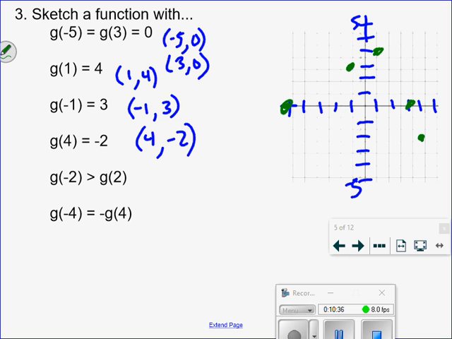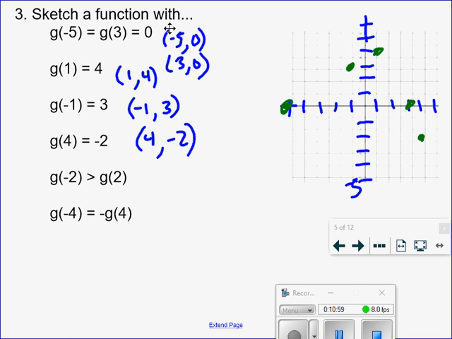So negative 5, 0. I have a point at negative 1, 3. A point at 1, 4. And that means that I clearly did not label that correctly at 5. That was 6. So we'll just pretend that didn't happen. And then the point at 3, 0, and the point at 4, negative 2.